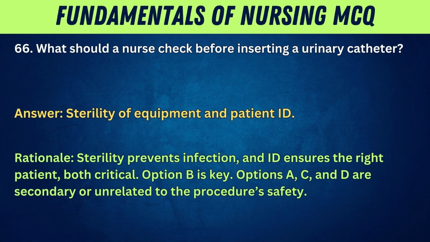Answer: sterility of equipment and patient ID. Rationale: sterility prevents infection, and ID ensures the right patient, both critical. Option B is key. Options A, C, and D are secondary or unrelated to the procedure's safety.